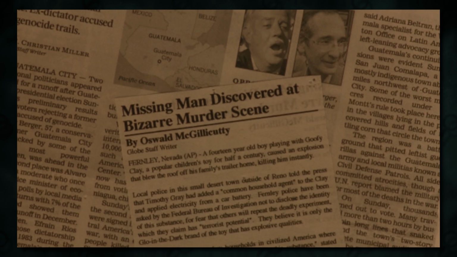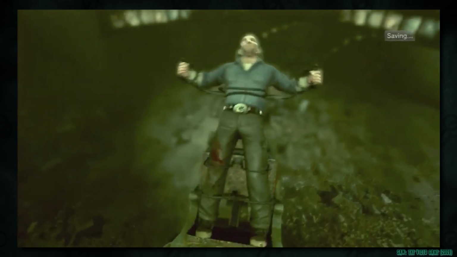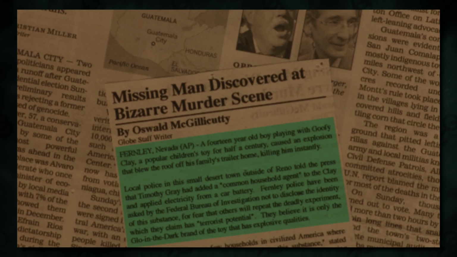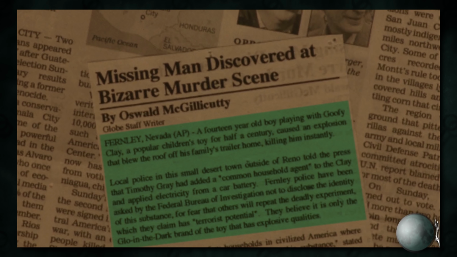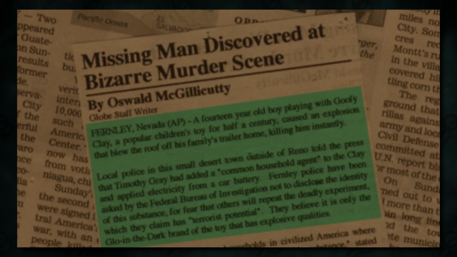The author of this article is Oswald McGillicuddy, a name that was given to the journalist character that you save in the game, although the game is not considered canon. The actual contents of the article, as we often see in movies, have nothing to do with the headline. This one's about a toy called Goofy Clay that exploded and destroyed a trailer home in Reno.